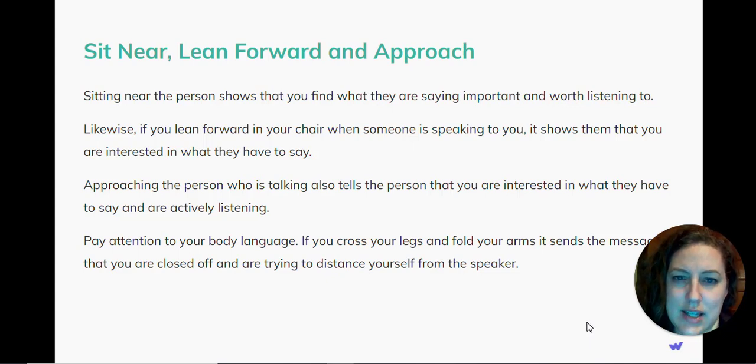Pay attention to your body language. If you cross your legs and fold your arms, it sends a message that you're closed off and you're trying to distance yourself from the speaker.